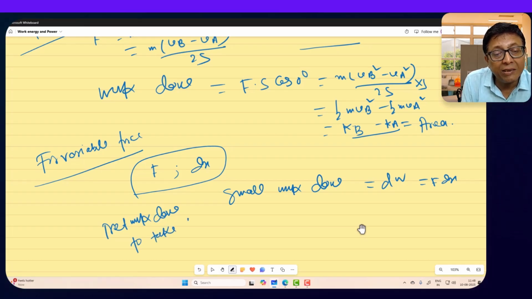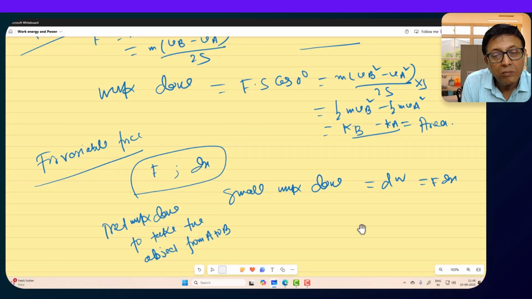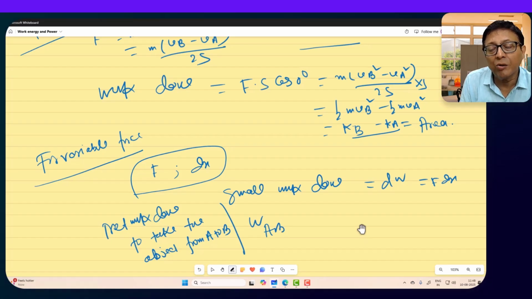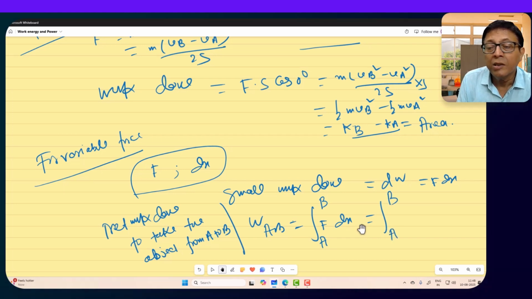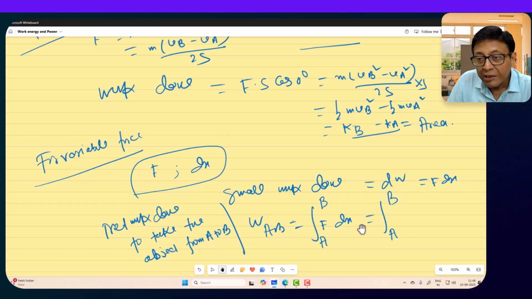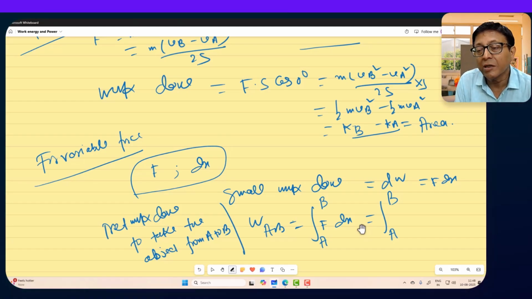to take the object from A to B is given by W from A to B equal to integration of F dx, A to B. F is what? F is mass into acceleration. This you write m into dv by dt into dx, but time will not be kept there.